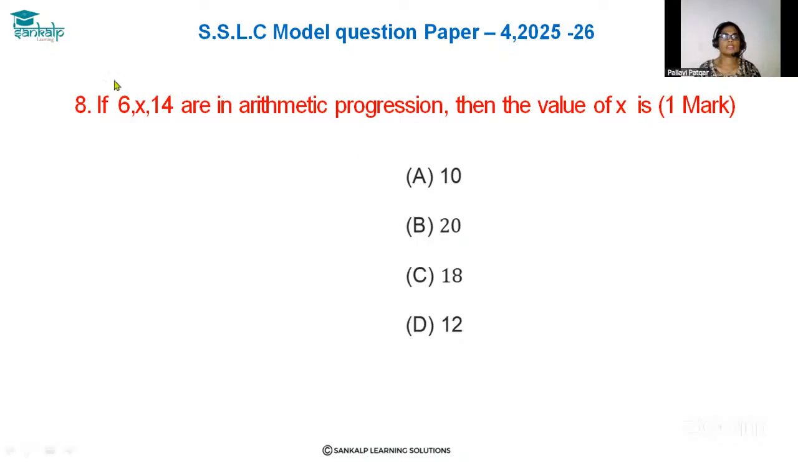Hello everyone. Look at the question number 8. If 6, x, 14 are in arithmetic progression, then the value of x is A, 10, B, 20, C, 18, D, 12. So here in an arithmetic progression, the difference between consecutive terms is constant. Right? So here 6 is the first term, second term, third term.